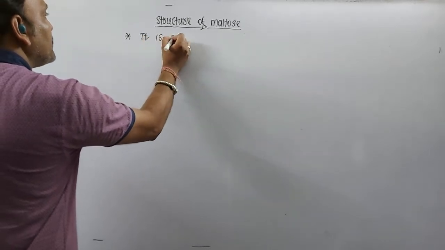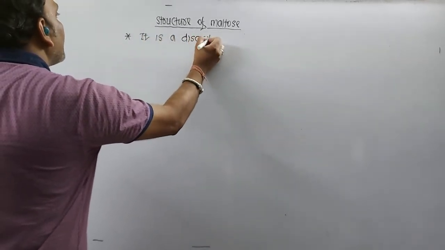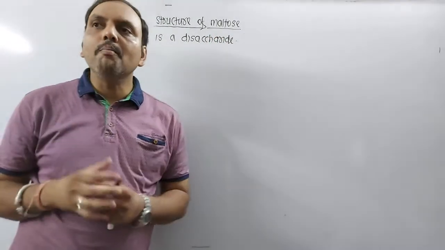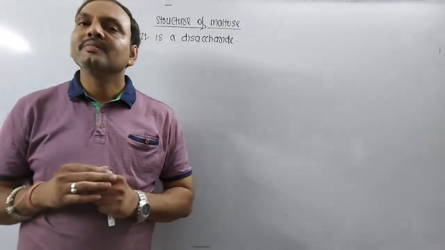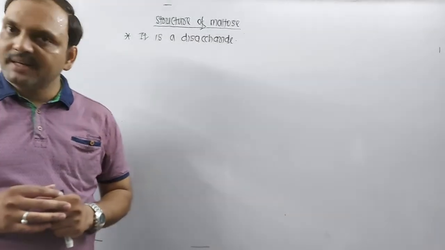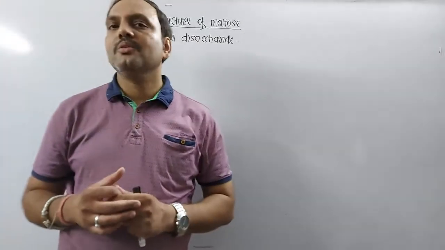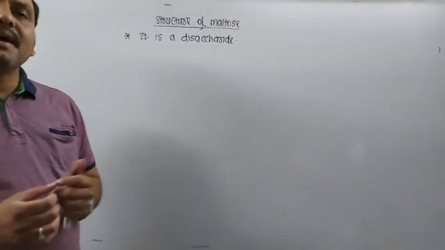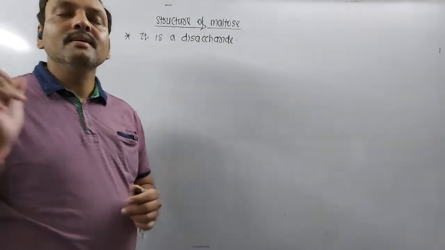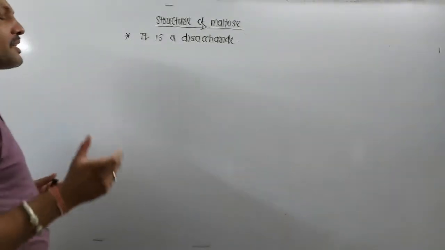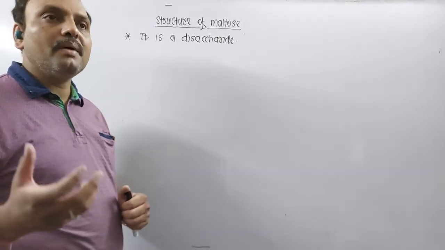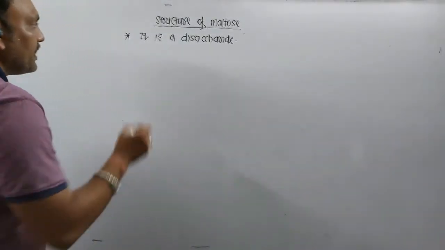So remember, it is a disaccharide. So, how can maltose be explained? Carbon number 1 of one alpha D glucopyranose unit is connected to carbon number 4 of another alpha D glucopyranose unit. So there is a glycosidic linkage between C1 of one alpha D glucopyranose and C4 of another alpha D glucopyranose.